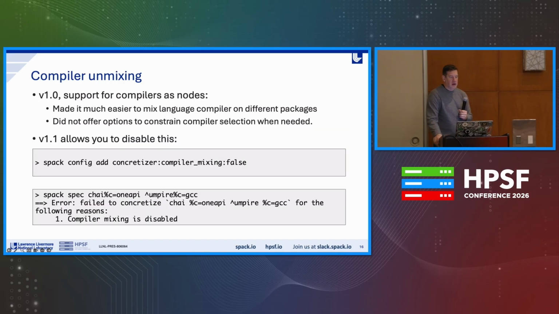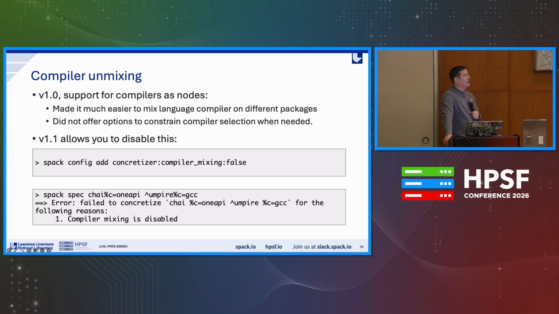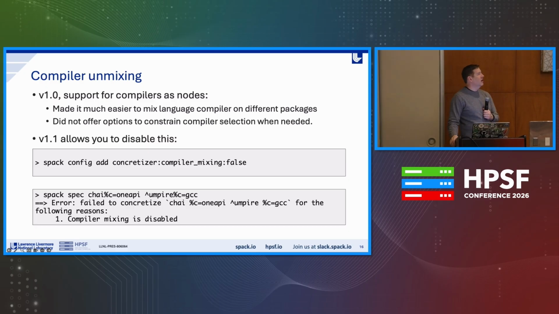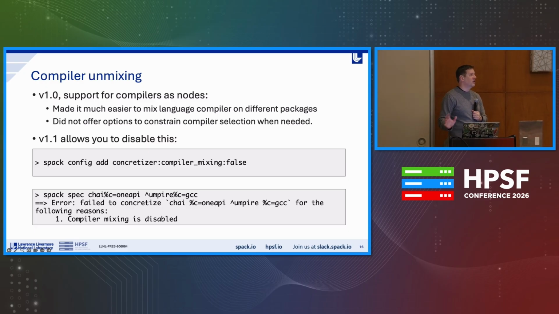So, compiler unmixing. In 1.0, the concretizer is free to make a decision to make the C compiler of a package different from the C compiler for its dependency. And note that this is just within languages. It can also make the Fortran compiler different from the C compiler, but people don't seem to mind that as much. Compiler unmixing is a way for your project to say, I don't ever want that. And so basically pick one C compiler, one C++ compiler, and one Fortran compiler for the whole graph and don't mix them. If they have dependency relationships, do not build some other package with a different compiler.